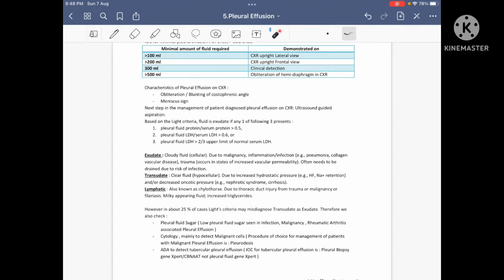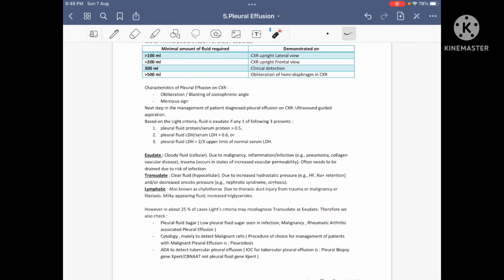However, in 25% of cases, Light's criteria may misdiagnose transudate and exudate. Therefore, you also check pleural fluid sugar, cytology, and ADA. Low pleural fluid sugar is seen in infection, malignancy, and rheumatoid arthritis associated pleural effusion. This was also a previously asked question. Cytology is mainly done to detect malignant cells.